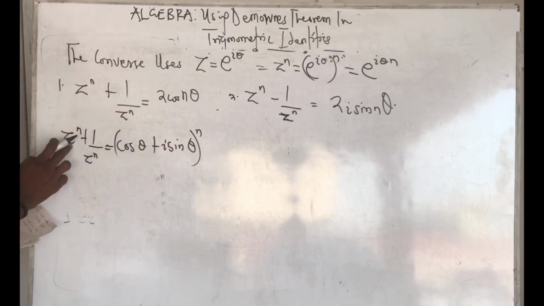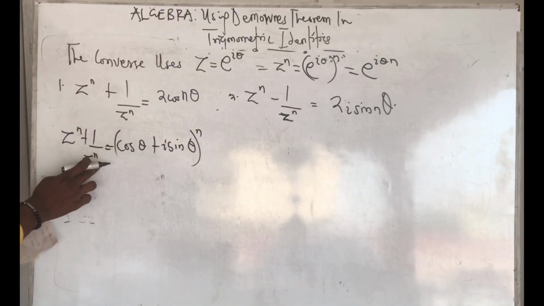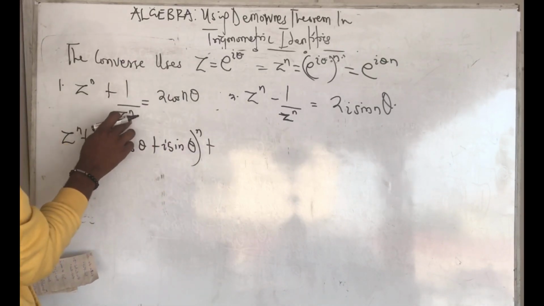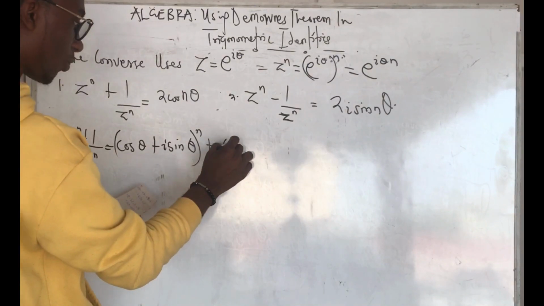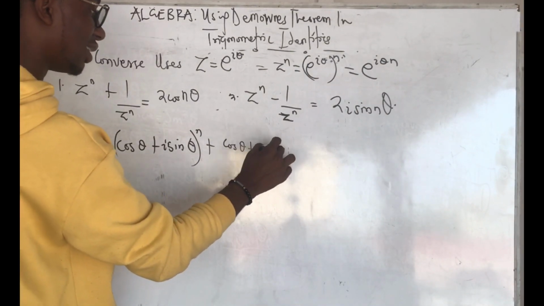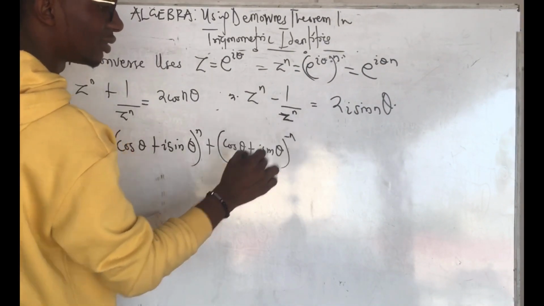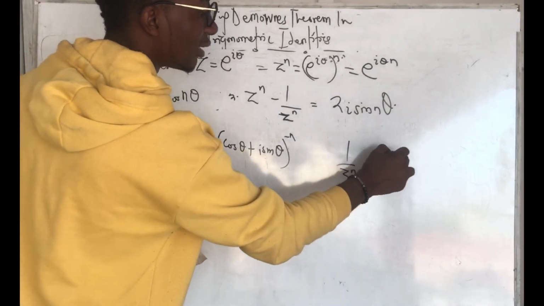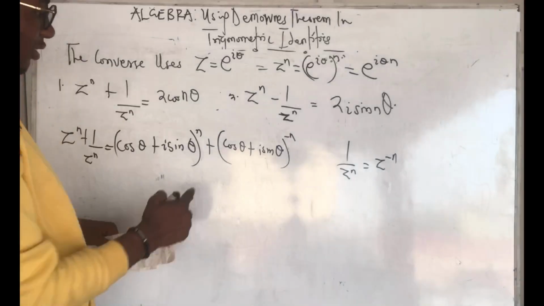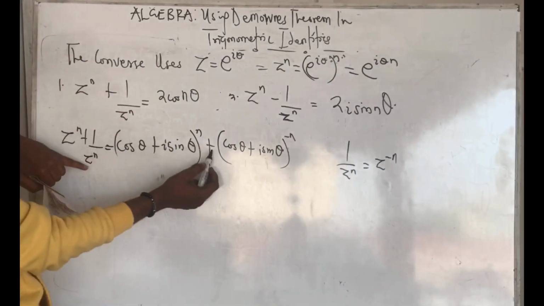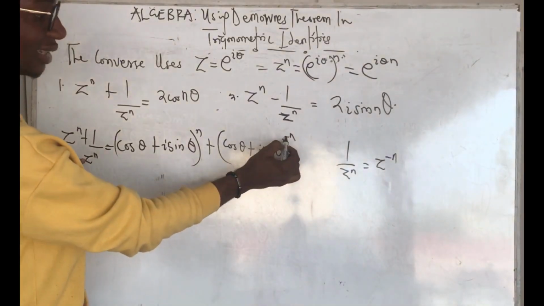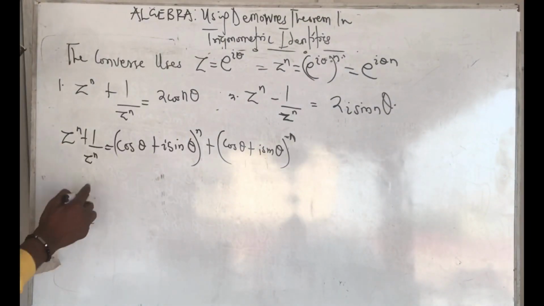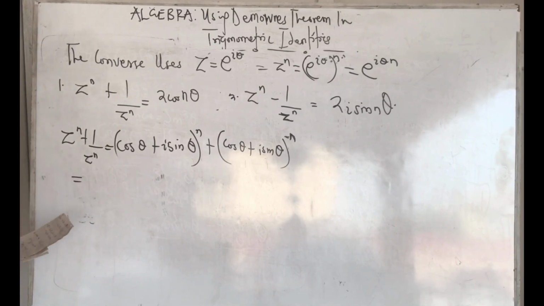So now the first Zn is equal to this. And the second, 1 over Zn, the inverse of Zn, becomes what? The cos theta plus i sine theta exponent negative n. I get it. So anytime you have 1 over Zn, it is the same as Z exponent negative n. So that's what we've done here. So Zn plus Z exponent what? Negative n. Alright. So if you understand this, then we can try and simplify this also.